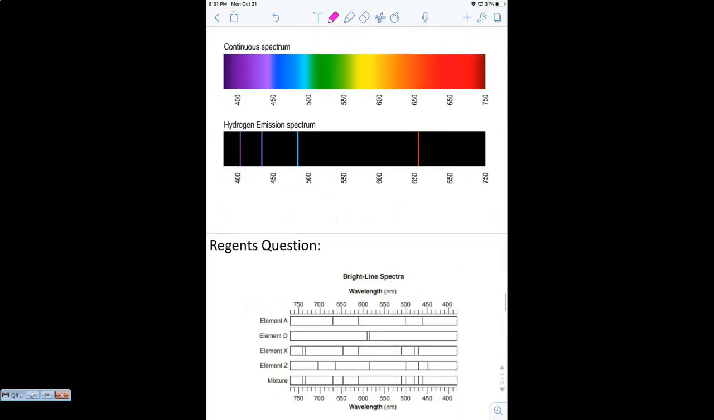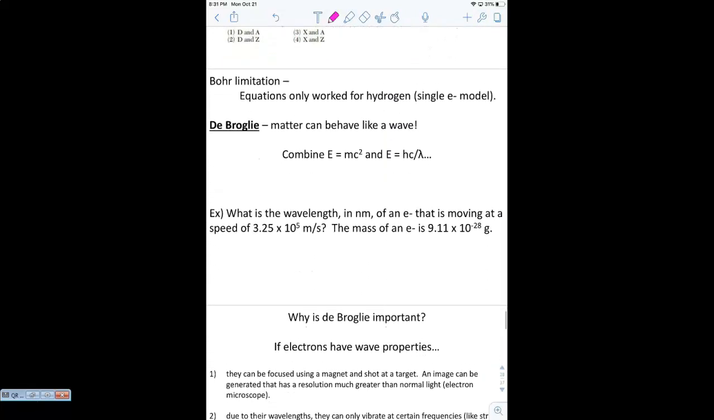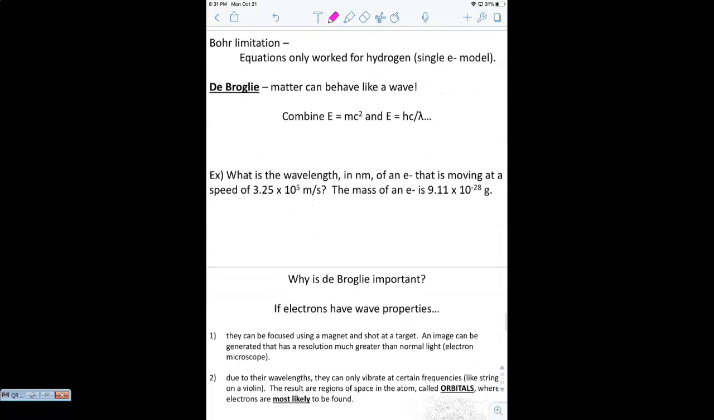Okay, so now I'm going to jump ahead to de Broglie, who is another scientist that continued to study the behavior of electrons, because the problem with Bohr's equations was that they only worked for hydrogen, when there was only a single electron in the atom. That's only true for hydrogen, so it doesn't work for all of the other elements that have more than one electron.